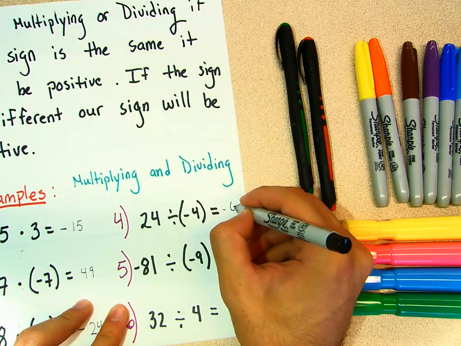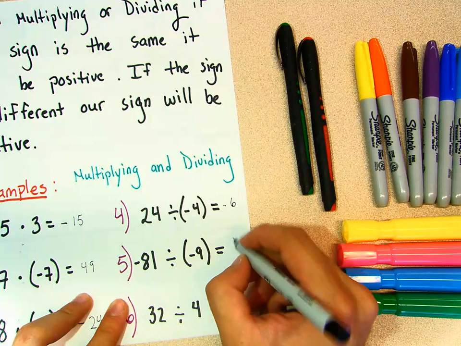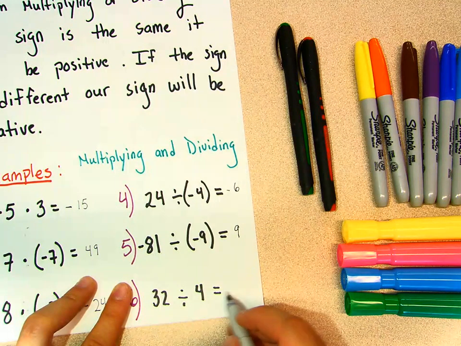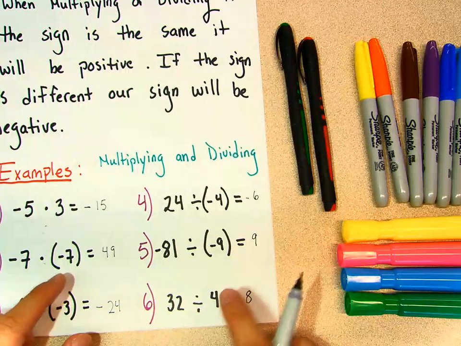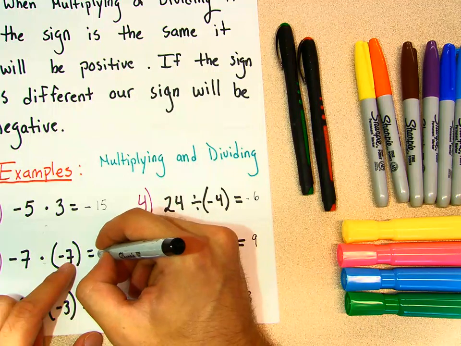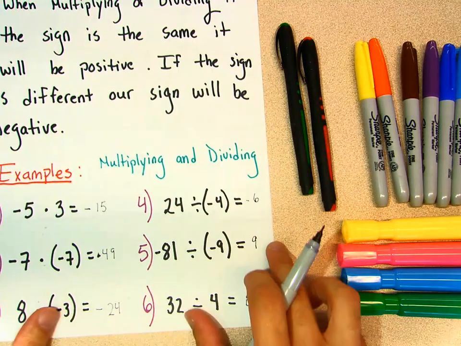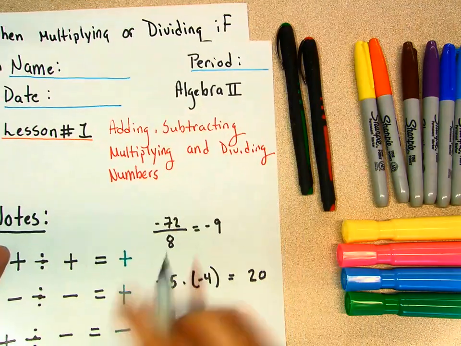24 divided by 4 is 6. Negative divided by negative is positive. 81 divided by 9 is 9. Positive divided by positive is positive. 32 divided by 4 is 8. And notice that, remember, this is negative 15. You don't need to write plus 49 over here. You just leave it as 49, right? Okie dokie.